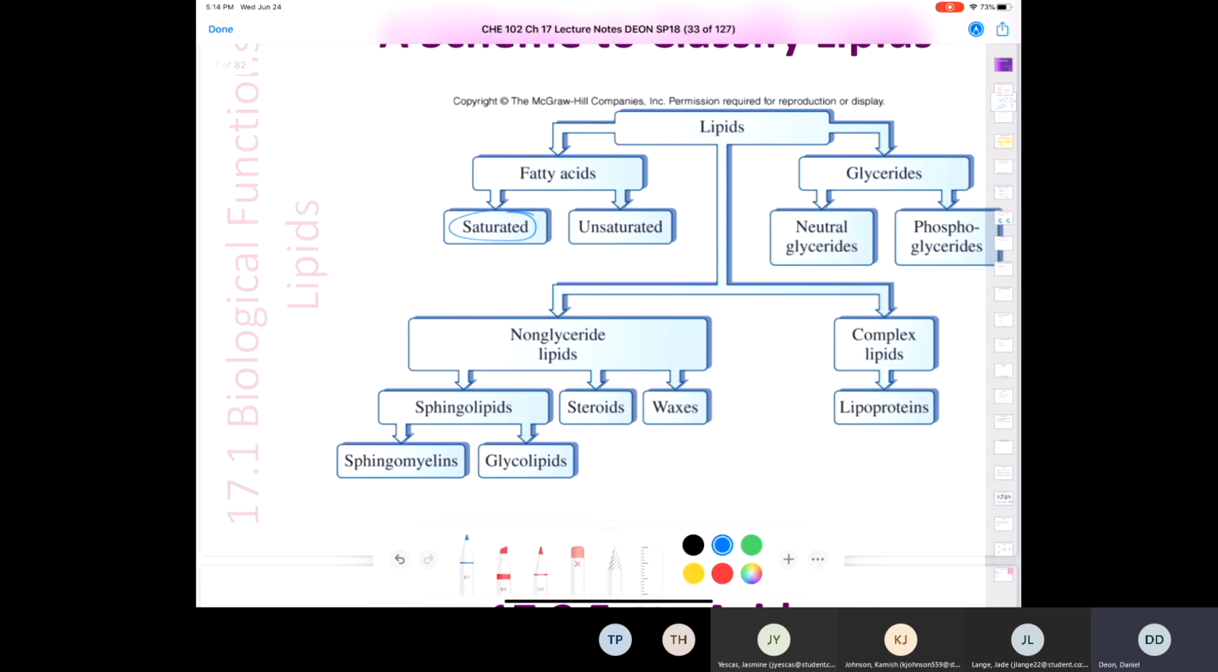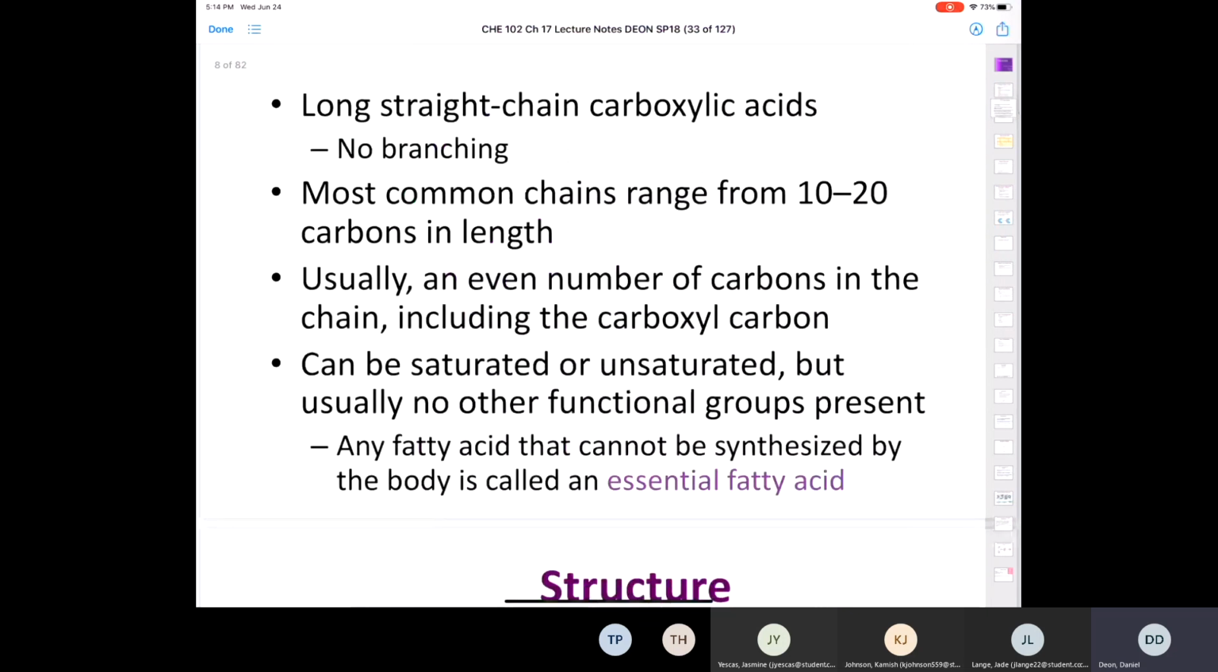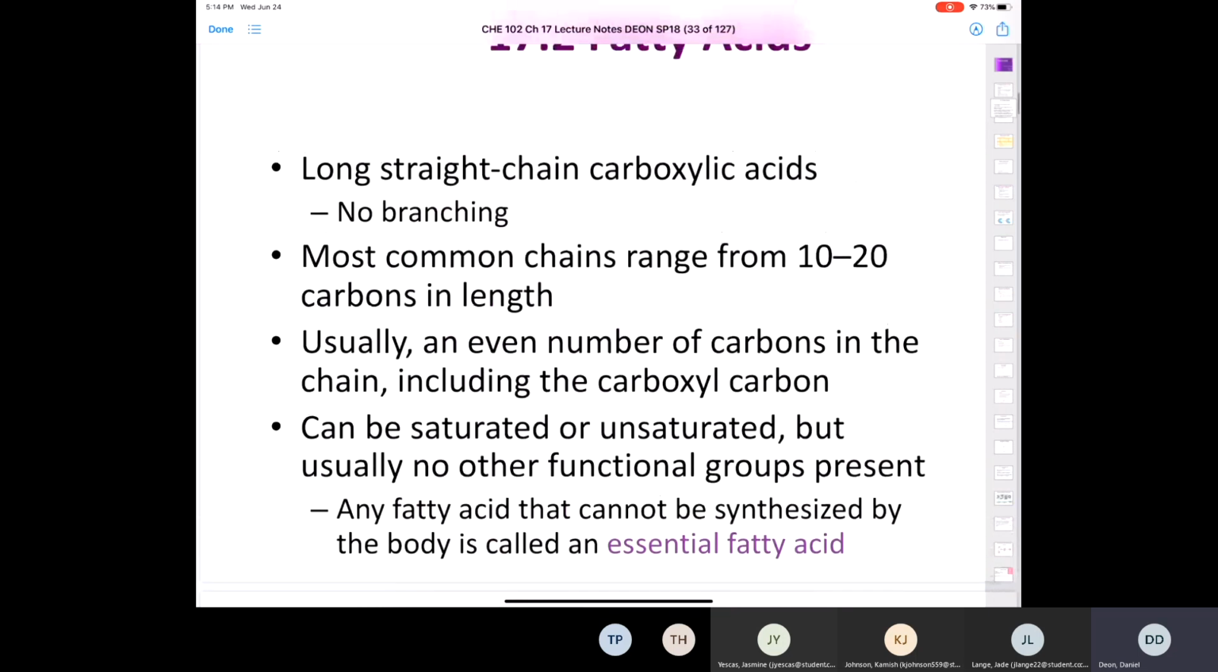We're going to spend some time looking at saturated and unsaturated fat. We'll look at neutral glycerides. We'll look at sphingolipids, steroids, waxes, lipoproteins. Anyhow, we're going to try to cover as much ground as we can. So let's get started in talking about fatty acids. And this is section 17.2 in our textbook. I'm just going to move this down a little bit so I can draw the generic structure of a fatty acid so that we can think about it while we're talking about it. So I have my carboxyl group here. So I'm going to put 1, 2, 3, 4.